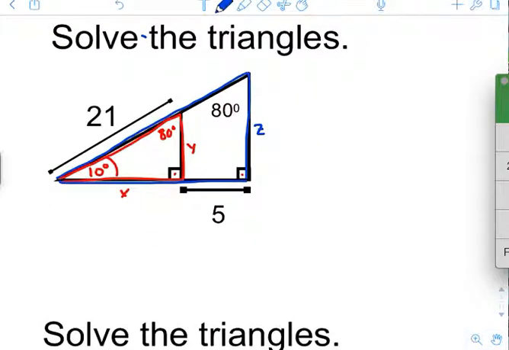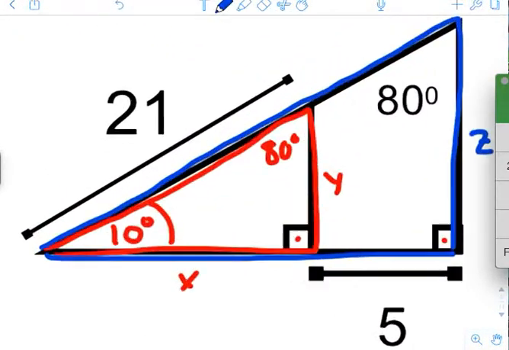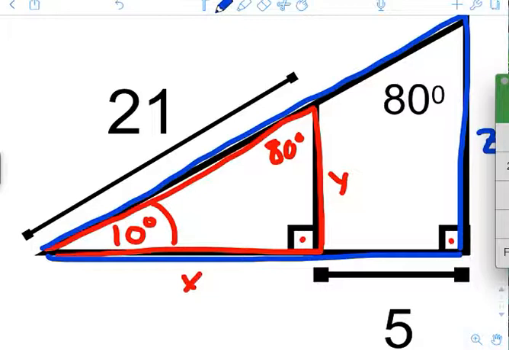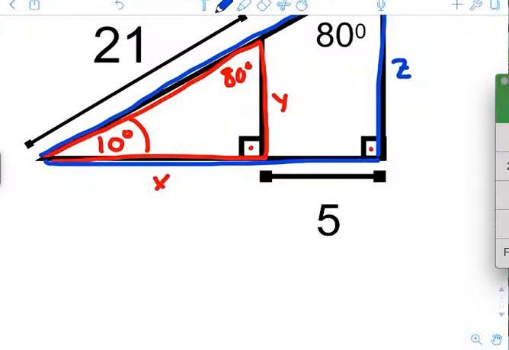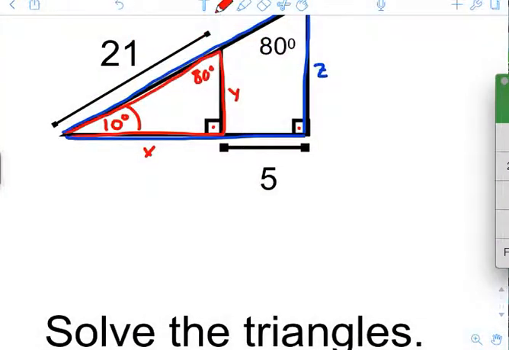Now, it seems to me that red's going to be the easiest one to start with because I'm given a full hypotenuse value. I'm given an angle, actually both angles at this point, so it definitely feels like I can solve for x and y pretty fast. Let's go ahead and do that.